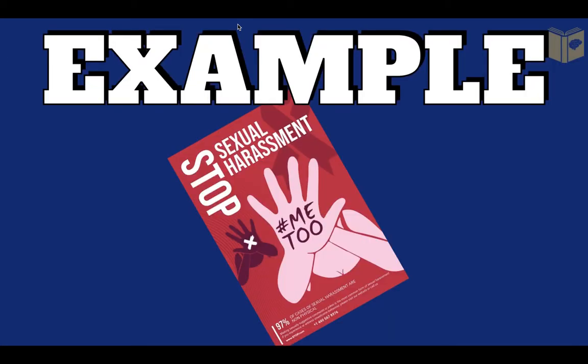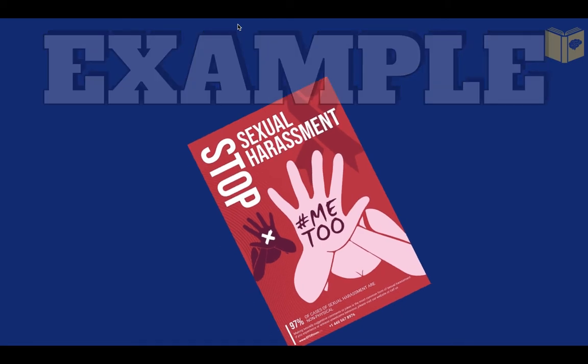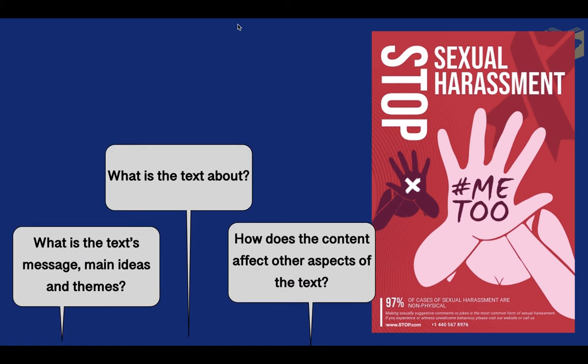So let's have a quick example of how this Clapstone model can be applied to non-literary text. This is an example of a non-literary text you might be asked to analyse and write about. First, let's consider content, the C in Clapstone. What is the text about? What are the main ideas and themes? And how does this affect any other aspect?